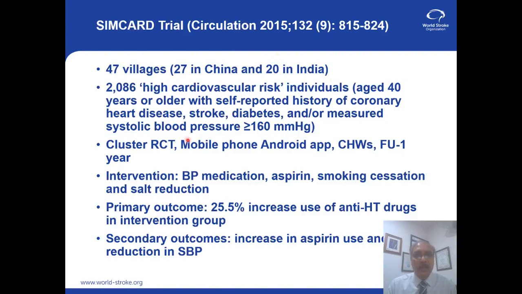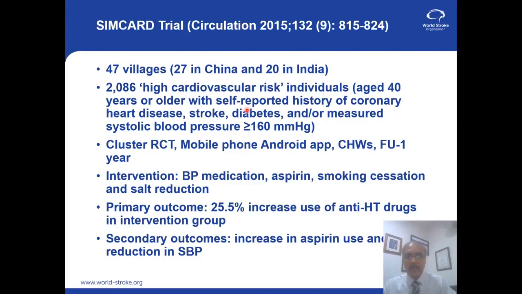It's called the SIMCAR trial, where 2,000-odd high cardiovascular risk individuals over 40 years of age with self-reported coronary artery disease, stroke, or diabetes were randomized. This was a cluster RCT where the community health workers were given an Android mobile phone which had an algorithm for screening and educational lifestyle factors. And it was a 1 year follow-up.